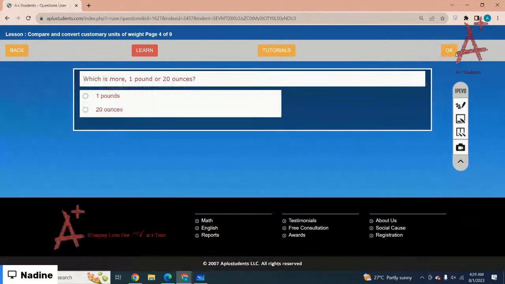Which is more, 1 pound or 20 ounces? In 1 pound we have 16 ounces. So obviously 20 ounces is more than 1 pound. So the correct option is 20 ounces.